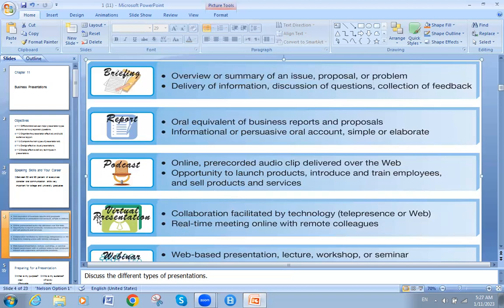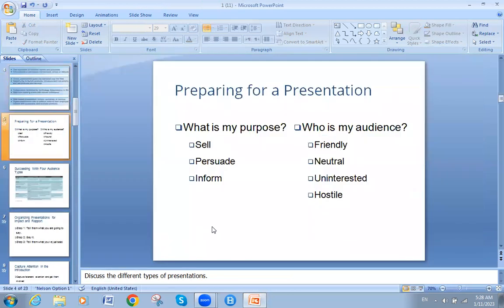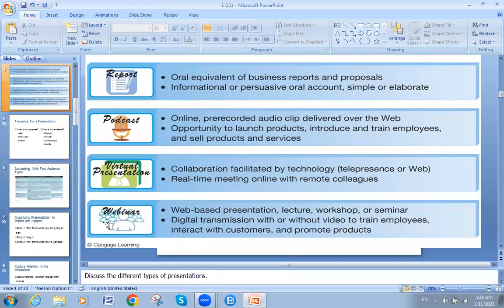We also have the virtual presentation: collaboration facilitated by technology, like using presence websites, with real-time meetings online with remote colleagues. And the final one is the webinar: a web-based presentation, lecture, workshop, or seminar, like what I'm doing right now, with digital transmission with or without video to train employees, interact with customers, and promote products.